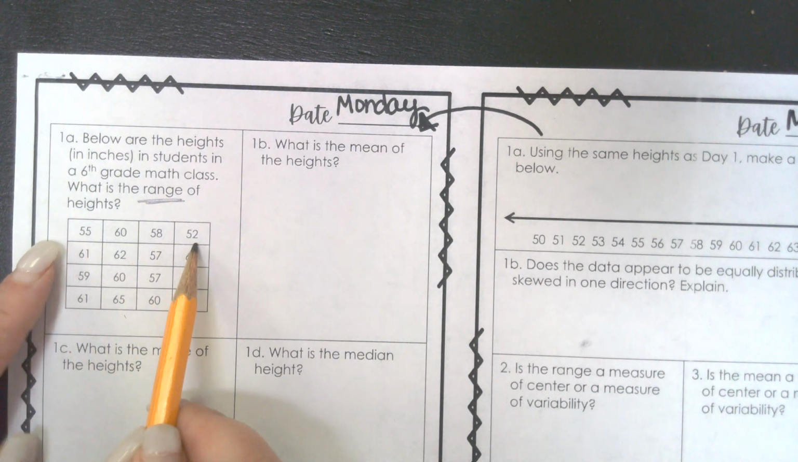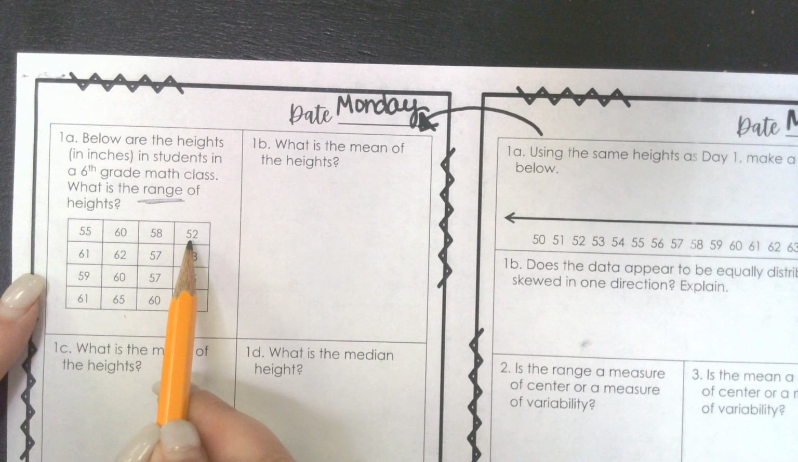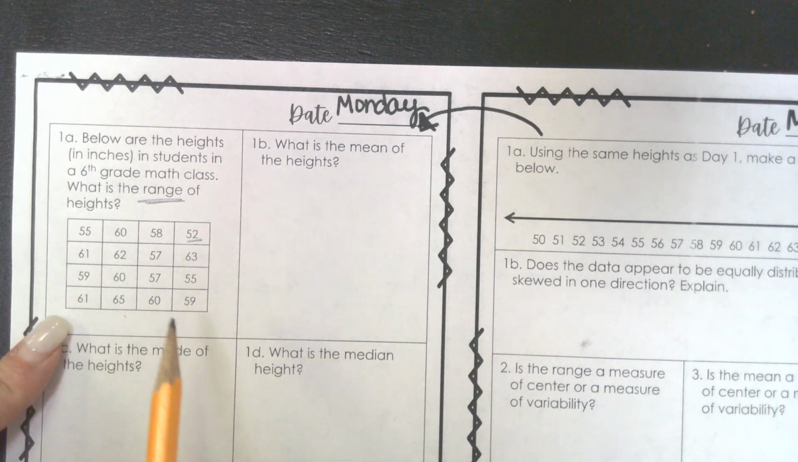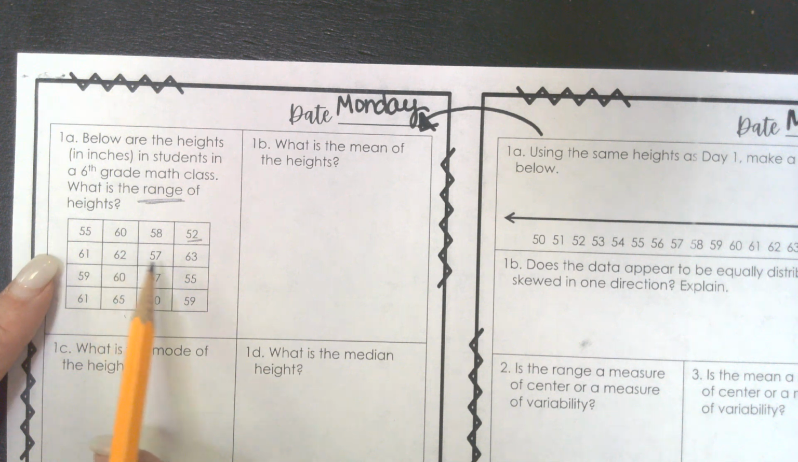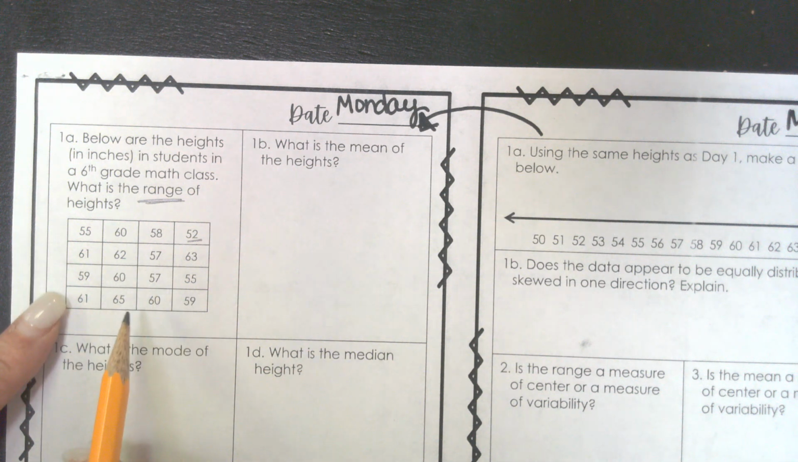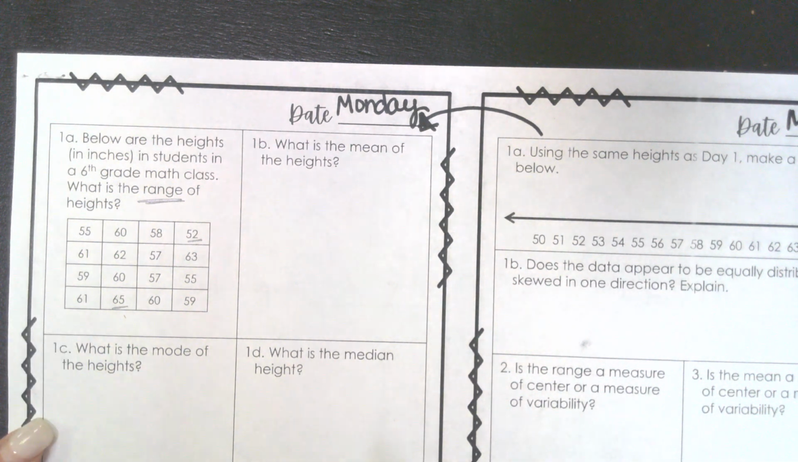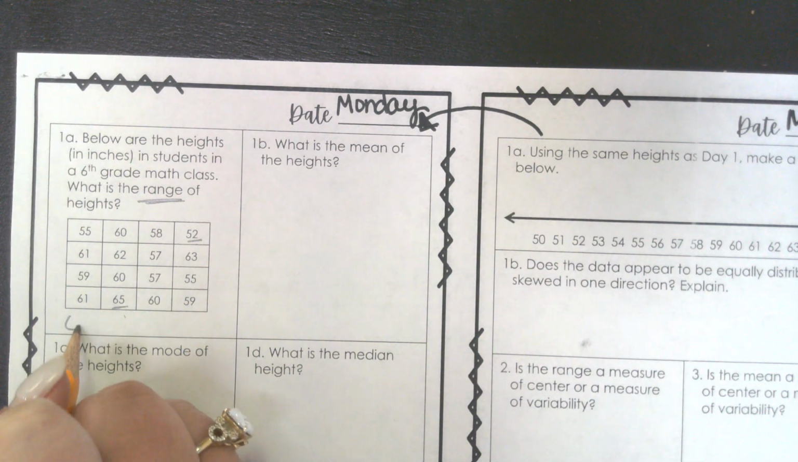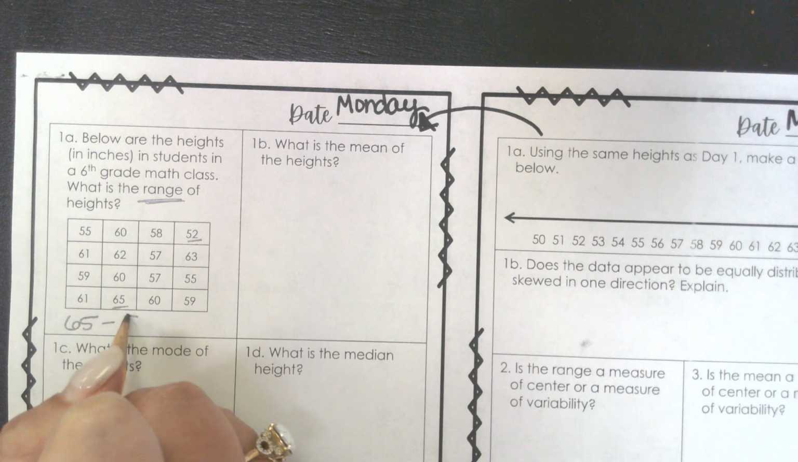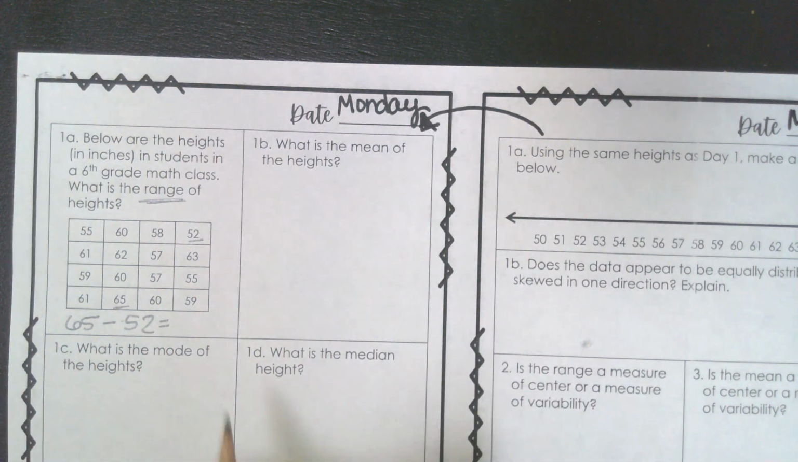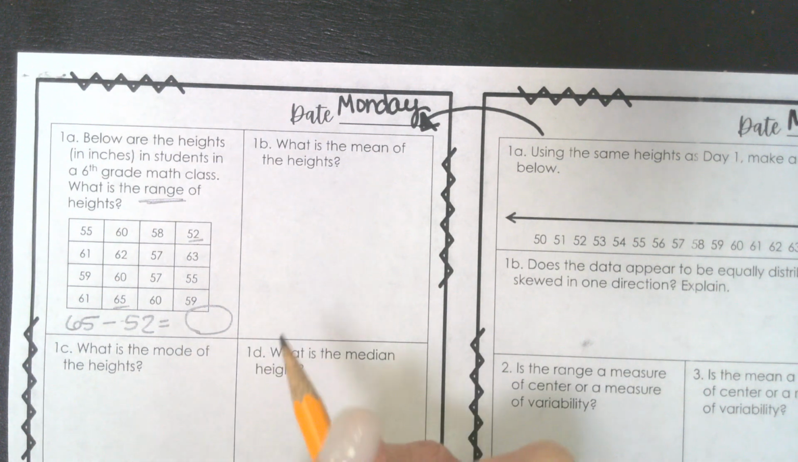So I've got 52 is the smallest so far. Anything smaller than 52? Nope. So then I'm going to go and find my biggest number, which appears to be 65. So I'm going to find the difference of 65 minus 52 in order to get my range. And then I'm going to circle my answer.